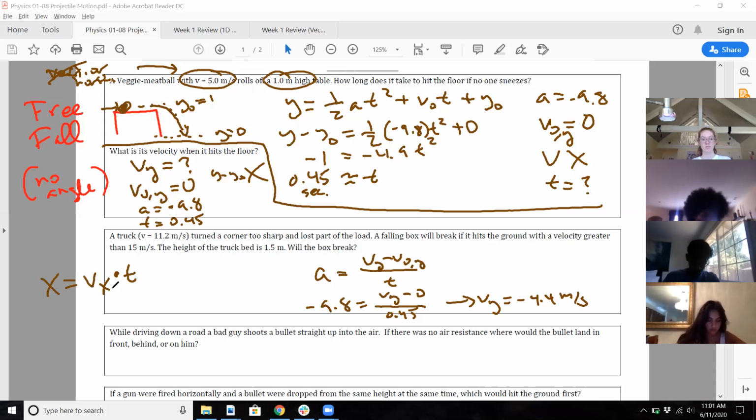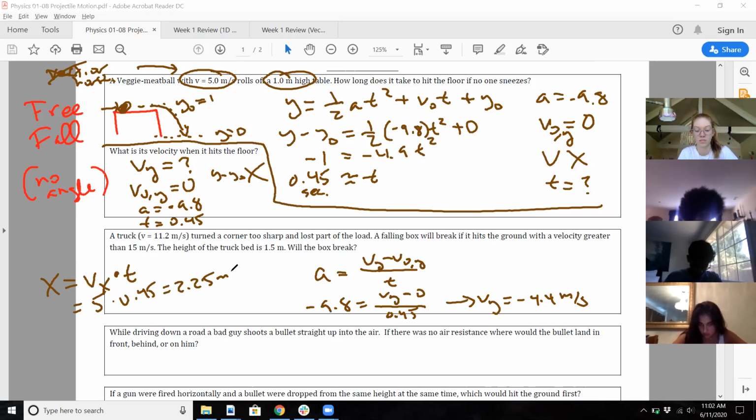and I already know what Vx is, 5. I know the time's 0.45. And so if I were to actually solve where it lands, whatever that is, what is that going to be? .25. So you would expect that to happen, right? If you took a ball and you kind of flicked it, it's going to fall a little bit in front of the table, right? So that's what's happening there.